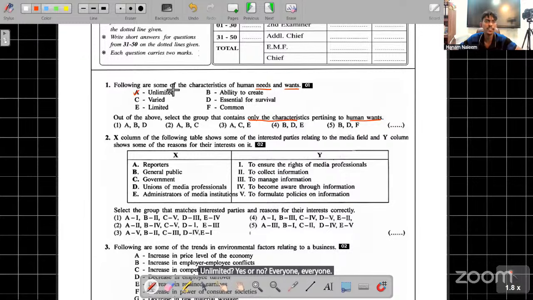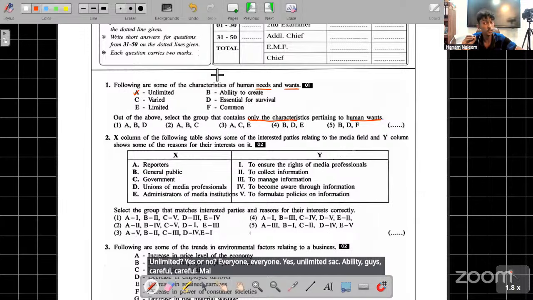Yes. Unlimited is a character. Ability, guys, careful. Look at the bullet instruction here. A, B, C, D, E, F. So you can see something like a jumble in the bulleting.